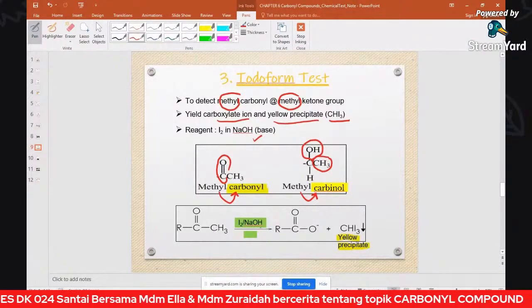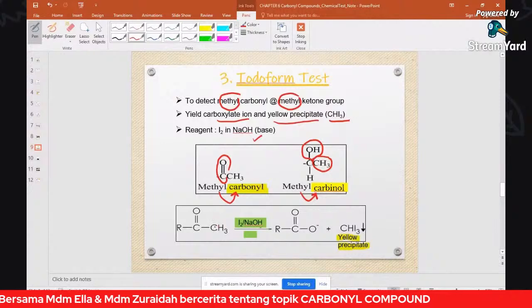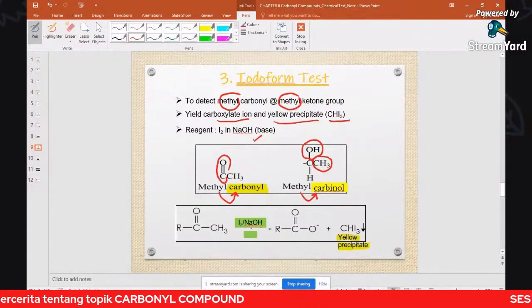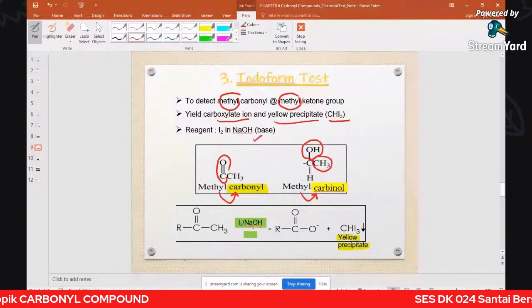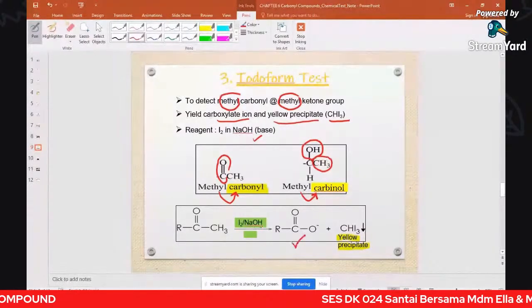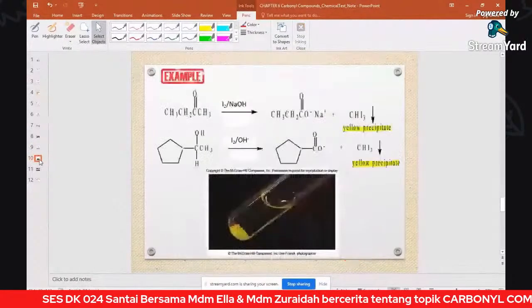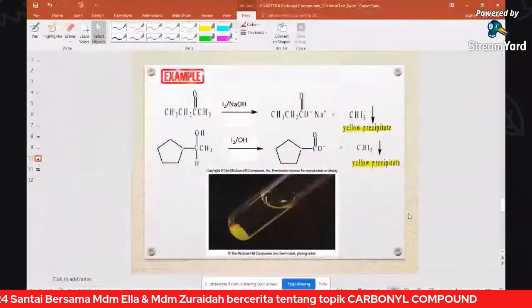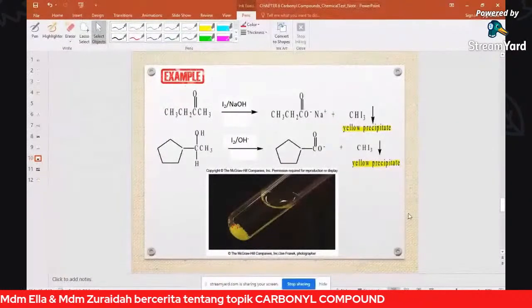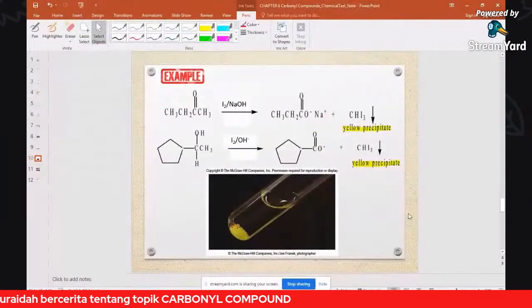Okay, general equation for carbonyl compound. Okay, carbonyl compound we react with iodoform test, iodine in sodium hydroxide. We produce carboxylate ion and triiodomethane. Okay, kita akan nampak yellow precipitate. Okay, ini example equation. Okay, example chemical reaction equation for iodoform test.